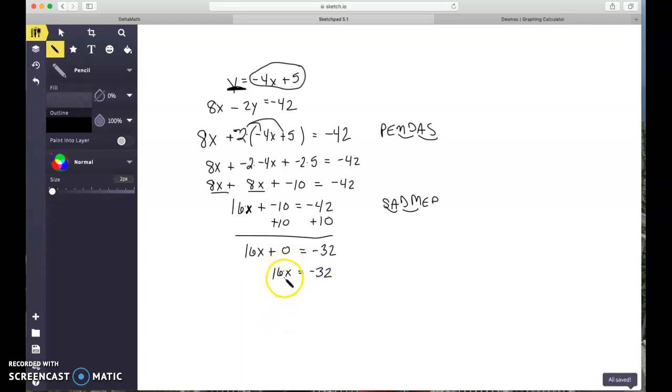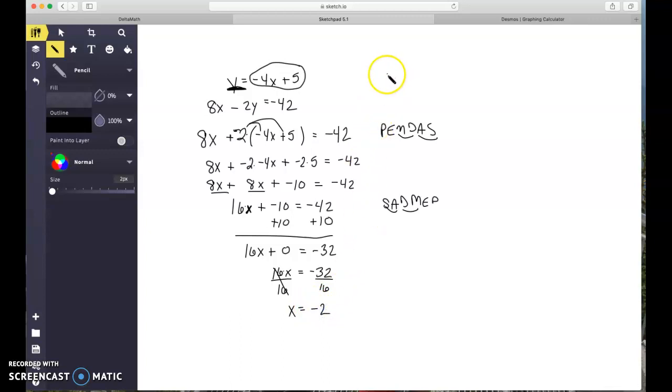Now I want to get x by itself, so I want to undo that multiplication by 16. The opposite of multiplying is dividing. If I do it to one side of my equal sign, I do it to both sides of my equal sign. So I end up with x equals, and if I've got negative 32 divided by 16, leaves me with negative 2.